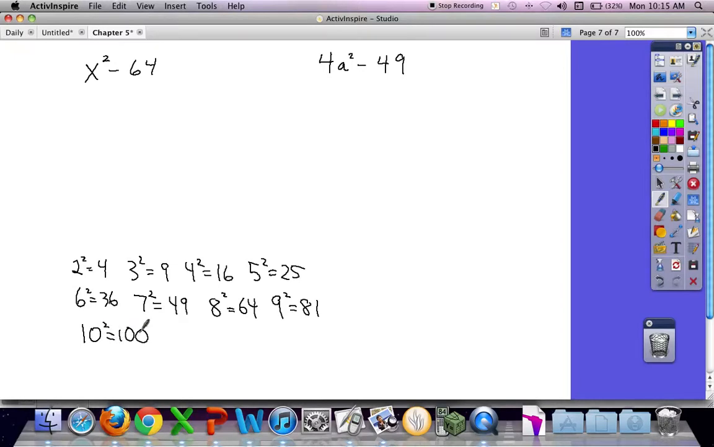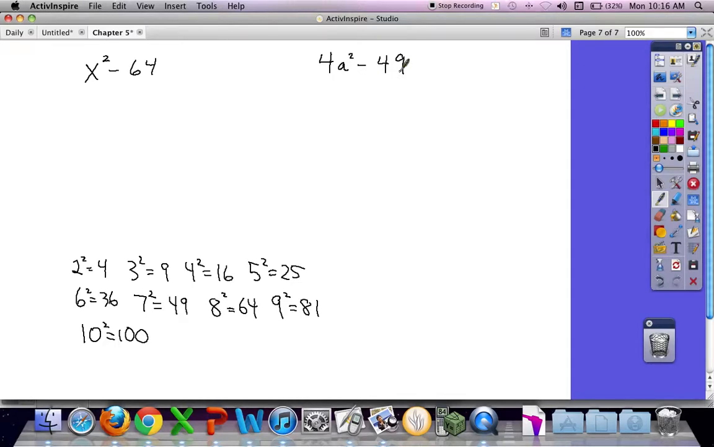If you don't have that memorized, then you should probably start by just using your calculator and making this list just like I did right here, so that you have these numbers to look at. Because we need to recognize when we look at numbers like 64 and 4 and 49 that they are perfect squares.